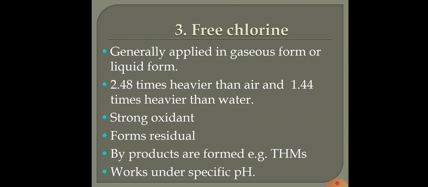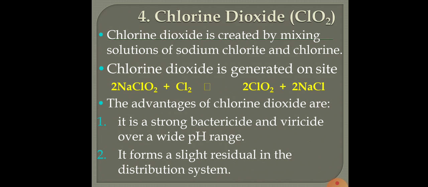Formation of residual whenever we use any disinfectant is very important, because during the process of distribution, there may be a chance for further contamination. So if there is presence of residual disinfectant in the pipeline, it will prevent the contamination, or it will further disinfect the water. And this free chlorine also will work under specific values of pH.